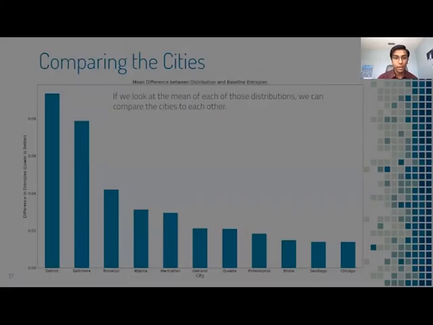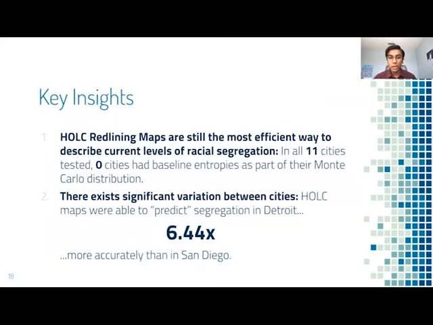There are two main key insights we get from here. The first is that in all of these 11 cities, the Markov chain Monte Carlo maps show that the HOLC redlining maps drawn in 1938 were very indicative of the current levels of racial segregation. That's the first key insight. The second key insight is that there's significant variation between cities. Like we saw in the previous slide, these HOLC maps were better able to, quote unquote, predict segregation in Detroit roughly 6 times more accurately than they were in San Diego.